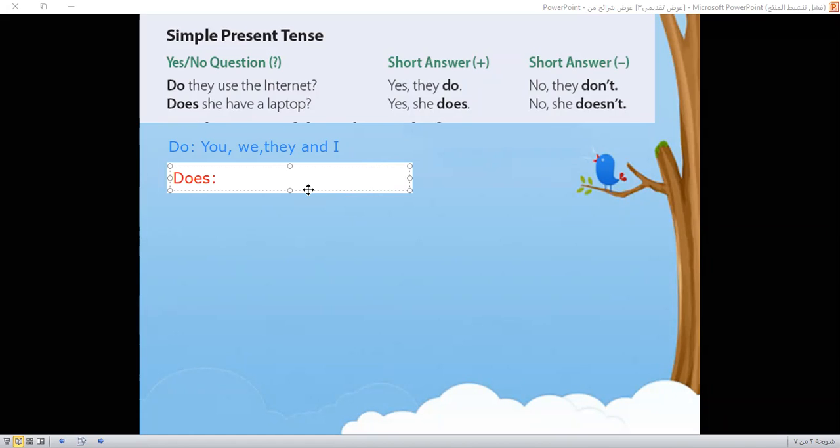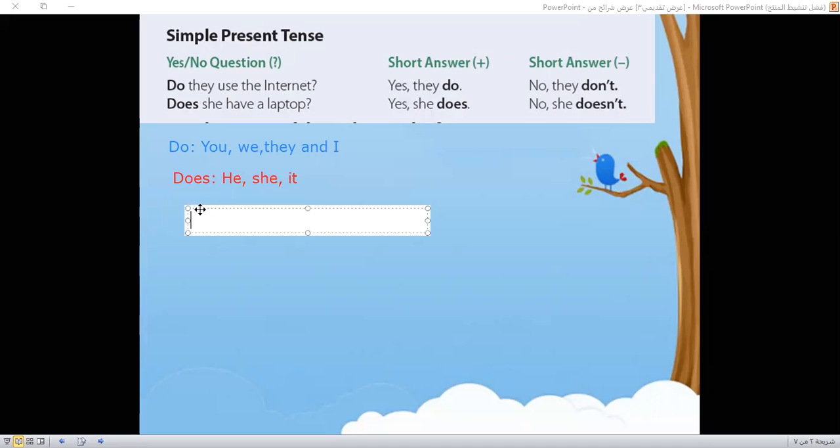The pronouns that I use with does. One of them is written here, which is he, she, it. Thank you, Rahaf. He, she, it. Also remember that in both of them, let's write an example here. Before we talk, let's write an example. Can someone give me an example, writing a yes or no question using do and does?